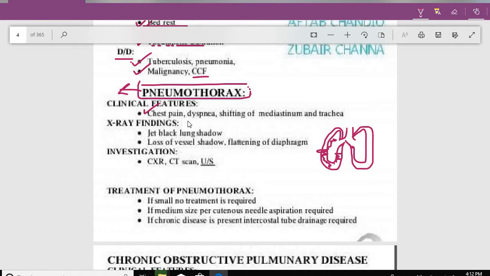Clinical features of pneumothorax: chest pain, dyspnea, shifting of the mediastinum and trachea. If this lung is affected, the trachea will be shifted to the opposite side. X-ray findings will be a jet black lung shadow, loss of cardiophrenic and costophrenic angles, loss of vessel shadow, and flattening of the diaphragm. Investigations we will perform: chest x-ray, CT scan and ultrasound.